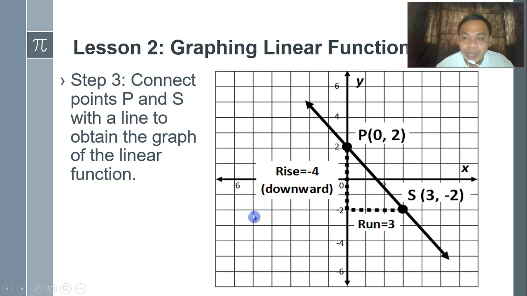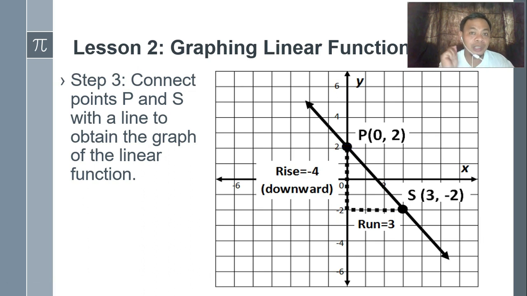So, we have here the given y-intercept, which is positive 2. So, yung coordinate ng ating y-intercept na positive 2 ay 0 si x, tapos positive 2 si y. So, plot natin. We have here 2. Diba? 0 and positive 2. Then, we have a slope negative 4 over 3.